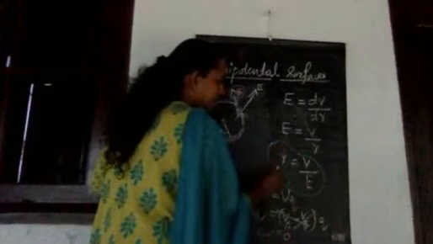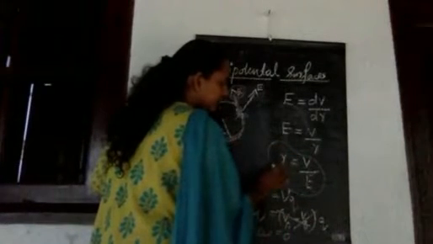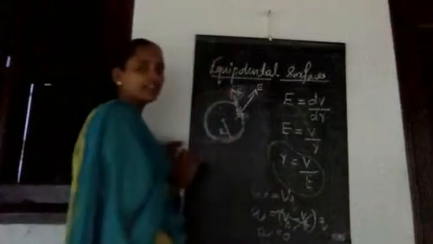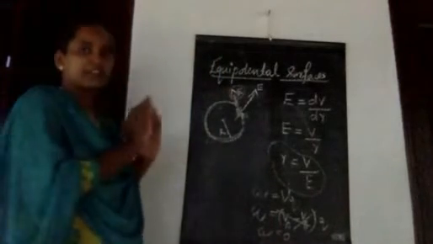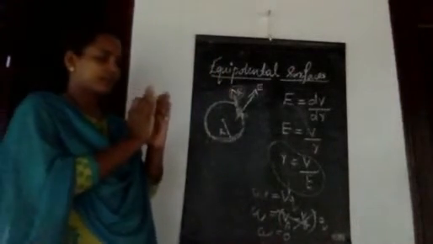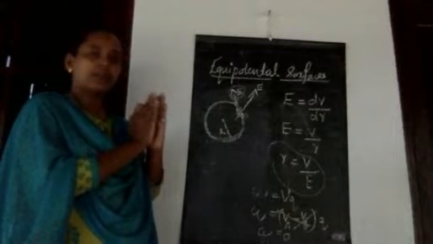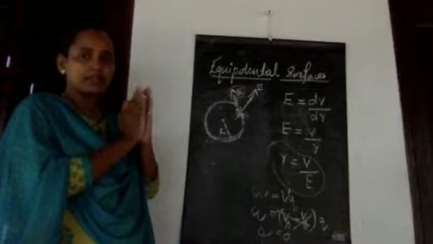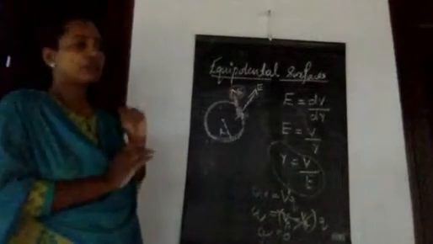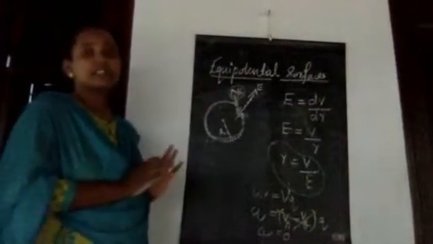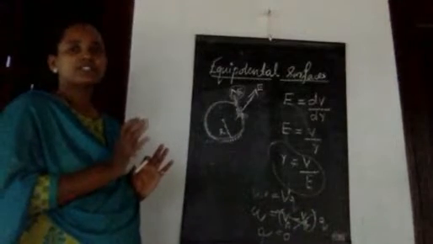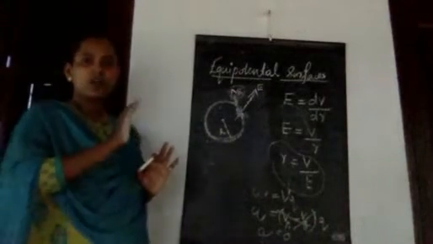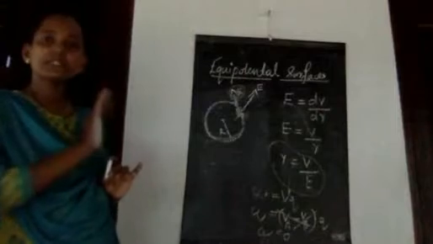The relative closeness of the equipotential surfaces is determined with the help of the strength of the electric field. If the field is strong, the distance of separation between the equipotential surfaces becomes less, and they will be relatively close to each other. So these are the four properties of what? Equipotential surfaces. So what is an equipotential surface? That is a surface on which the potential remains constant throughout.